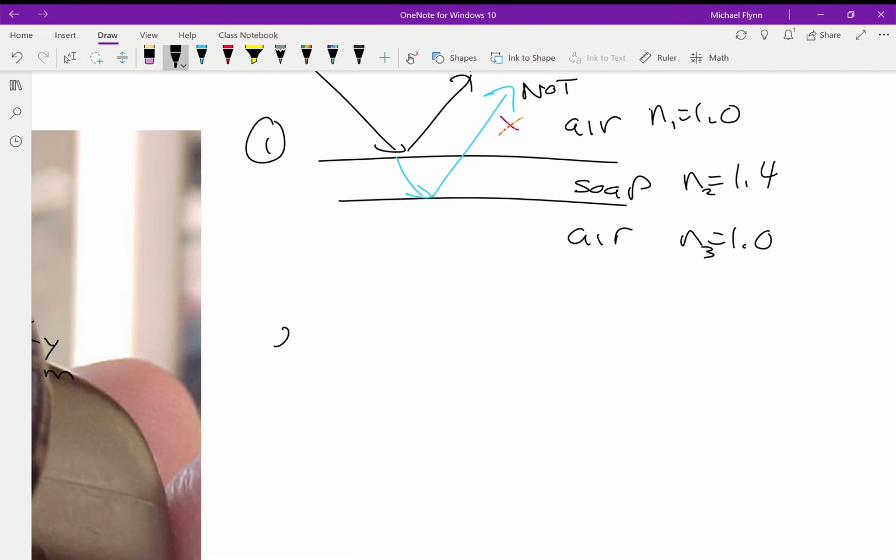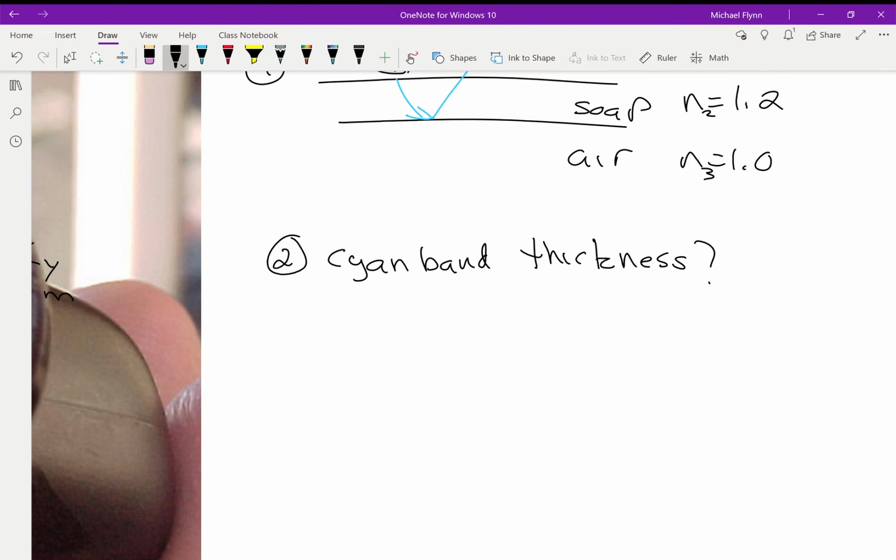Okay, so that's step 1. Quick, right? Number 2, we've got to ask a question of some kind. So we'll ask the same question. Actually, I'm going to change this number a little bit. I think soap is around 1.2, so I'll make it 1.2. So I'm going to ask this question: how thick is the film at the first cyan band? How thick is it there? Well, we're looking for destructive interference.